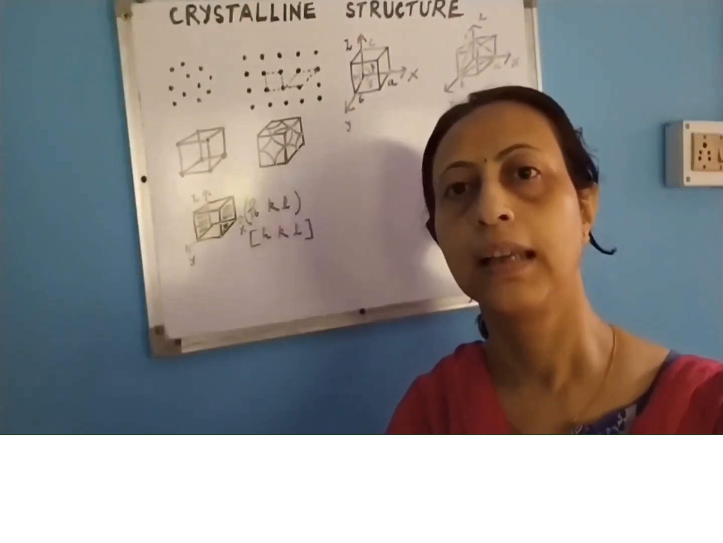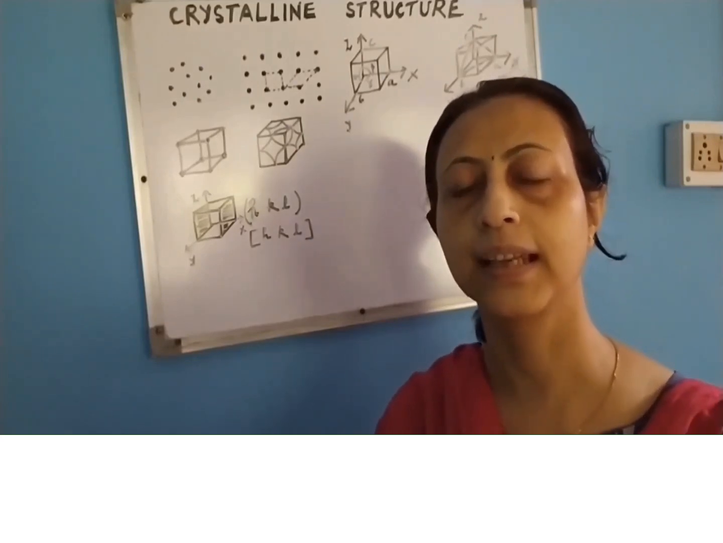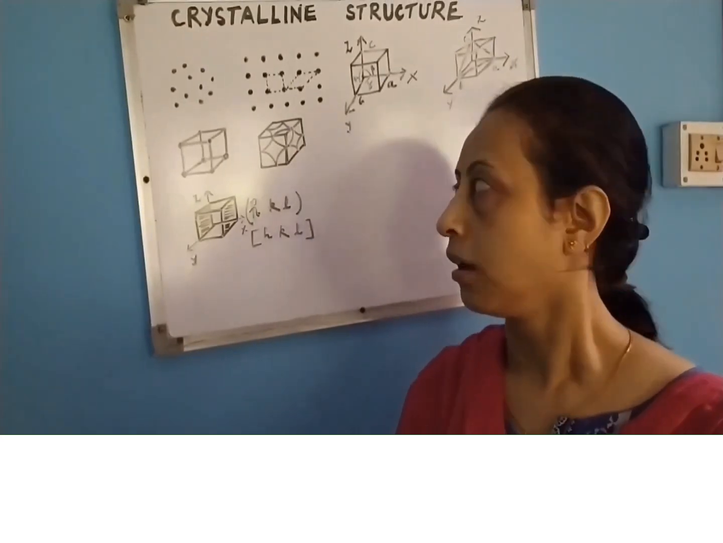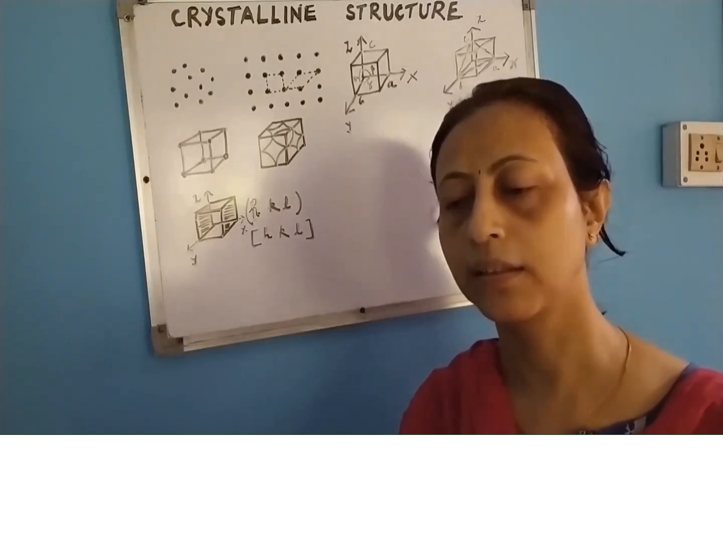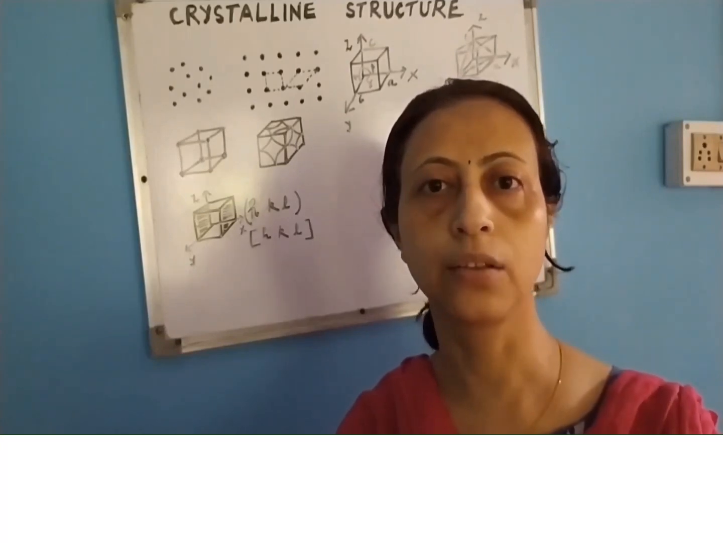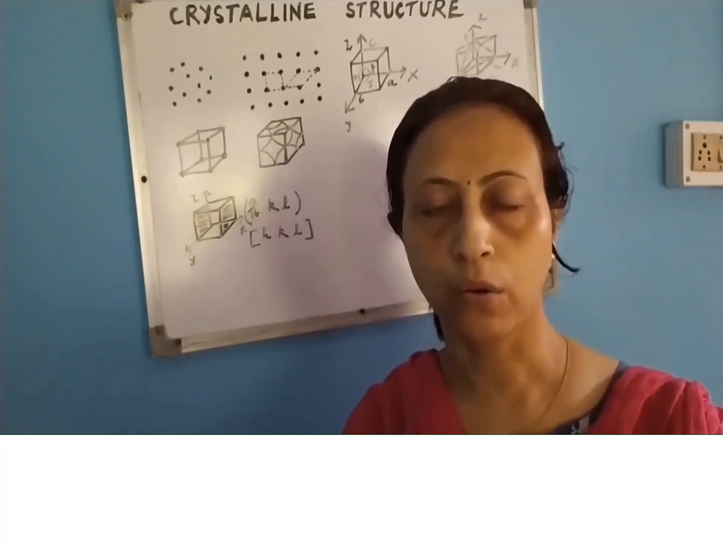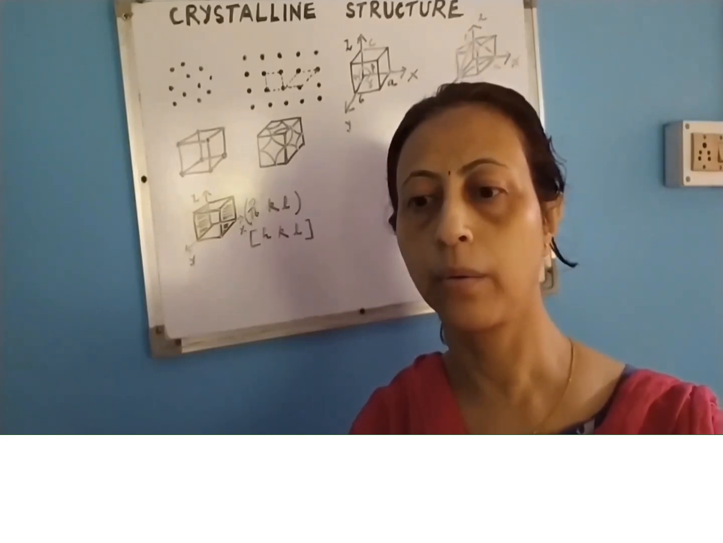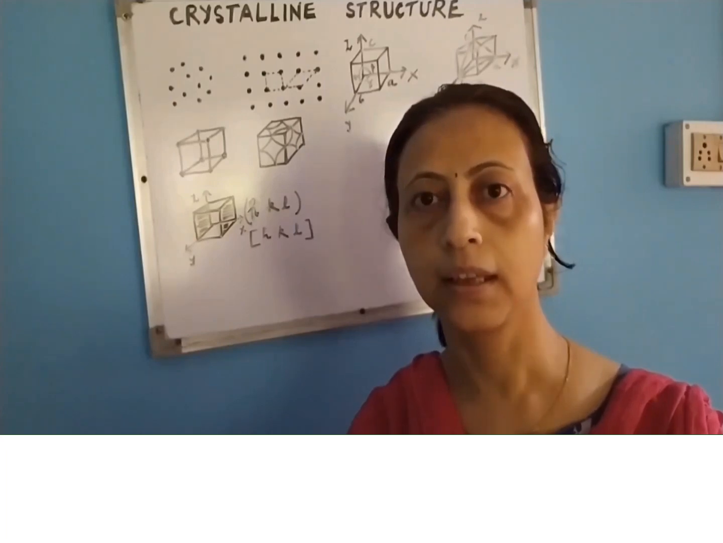Hello everyone. Let us today understand a few basic facts regarding crystalline structures. In the very beginning, I'd like to tell you what a crystalline structure is. Now, you know that solids are broadly of two types: number one, amorphous solids, and number two, crystalline solids.